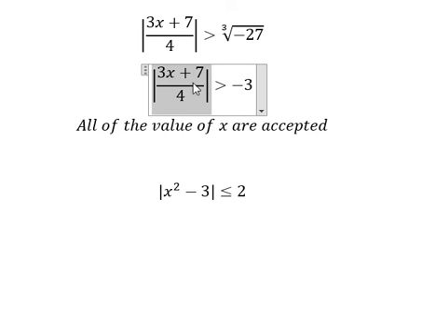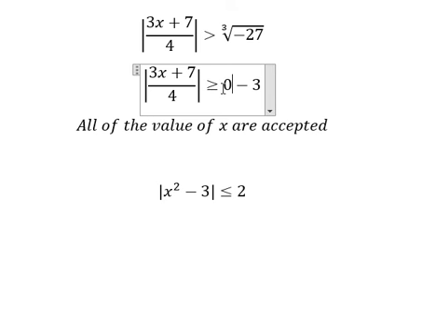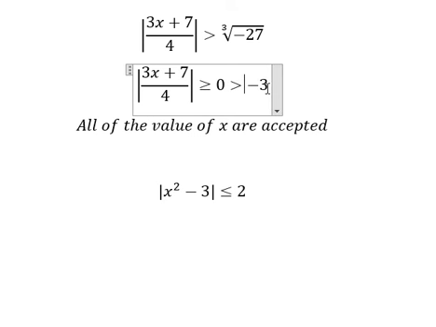The positive number is greater than or equal to number 0, and number 0 is greater than negative number 3. That's why we can accept the values of s in here.